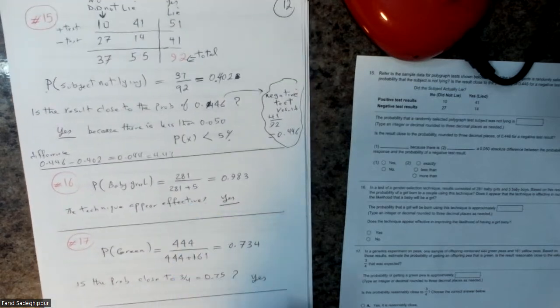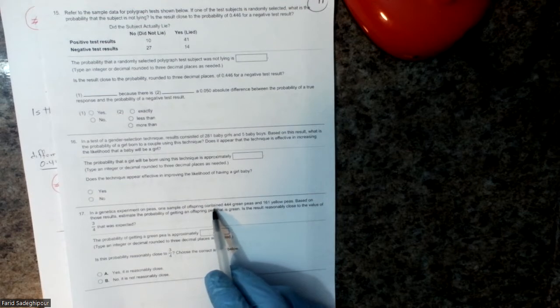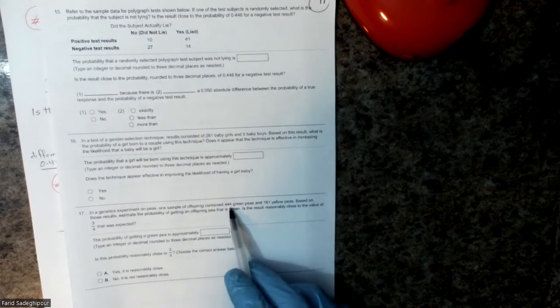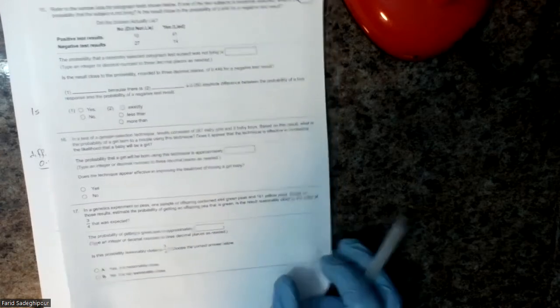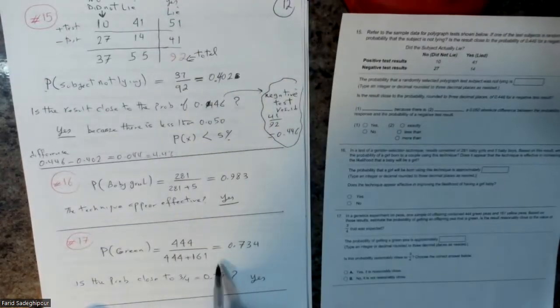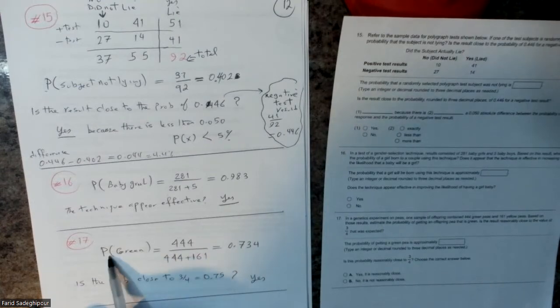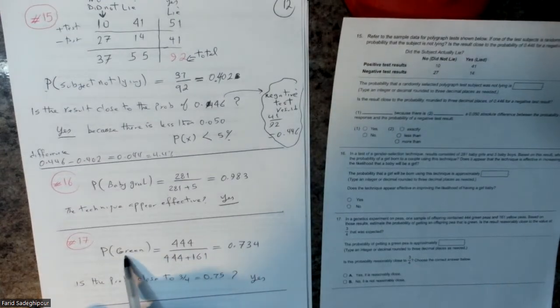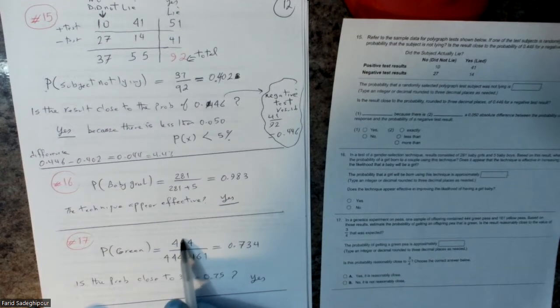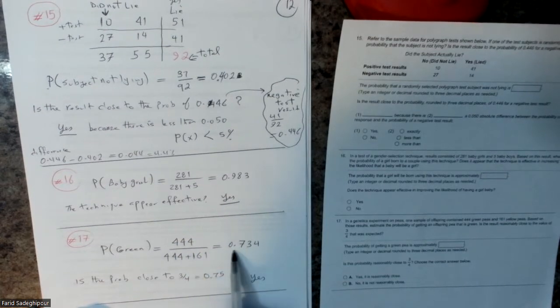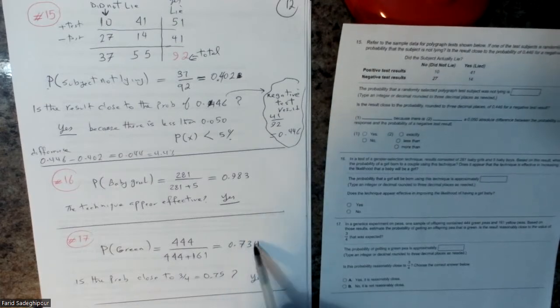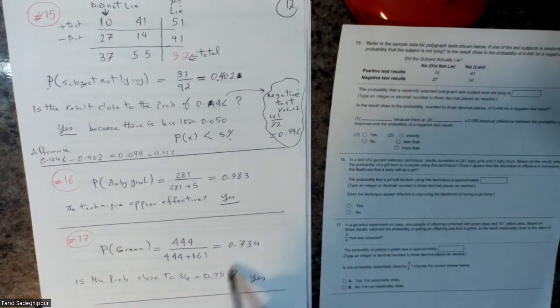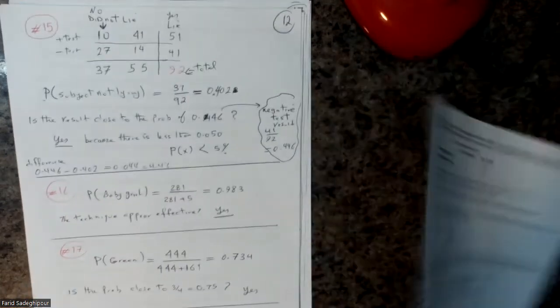It's very effective. On this one, there are offspring samples, 444 green and 161 yellow. So altogether there are, this is the total number. What's the probability that when you pull one out it is green? How many green did you have? 444. So 444 divided by the total gives you the probability that when you randomly select one it is a green one. Is that probability close to 3/4 or 0.75? Yes, you see that they're very close.